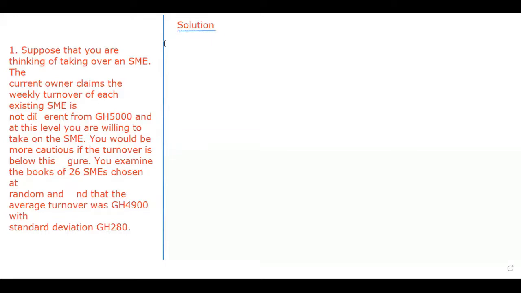Suppose that you are thinking of taking over an SME. The current owner claims the weekly turnover of each existing SME is not different from 5,000 Ghana cedis, and at this level, you are willing to take on the SME. You would be more cautious if the turnover is below this figure. You examine the books of 26 SMEs chosen at random, and the average turnover was 4,900 cedis with a standard deviation of 280 Ghana cedis.